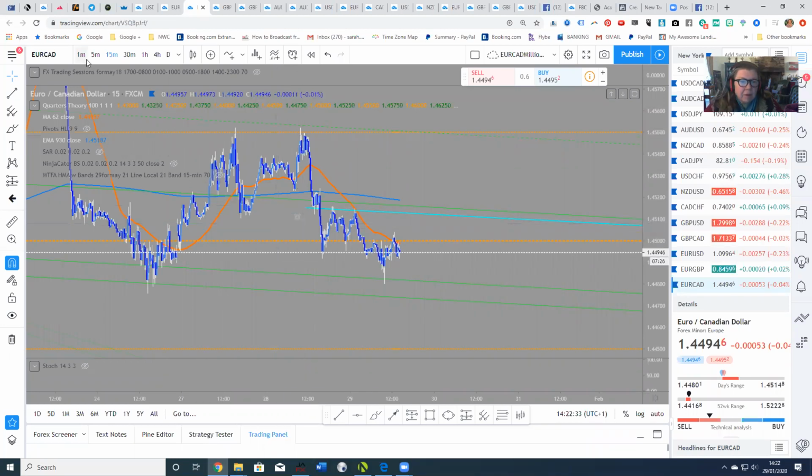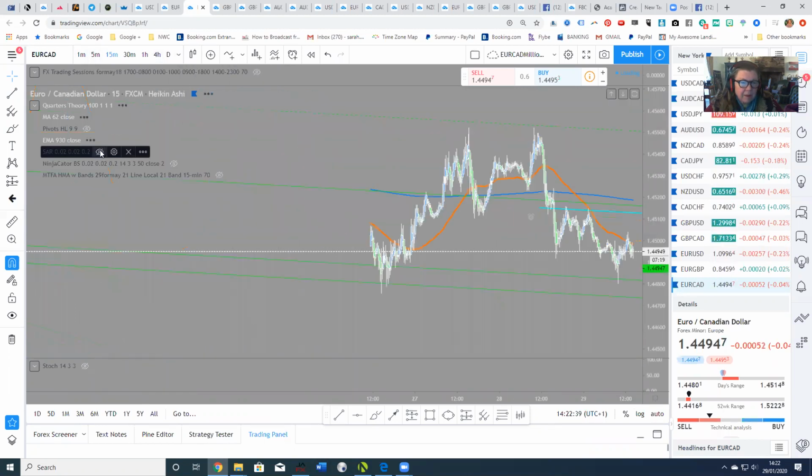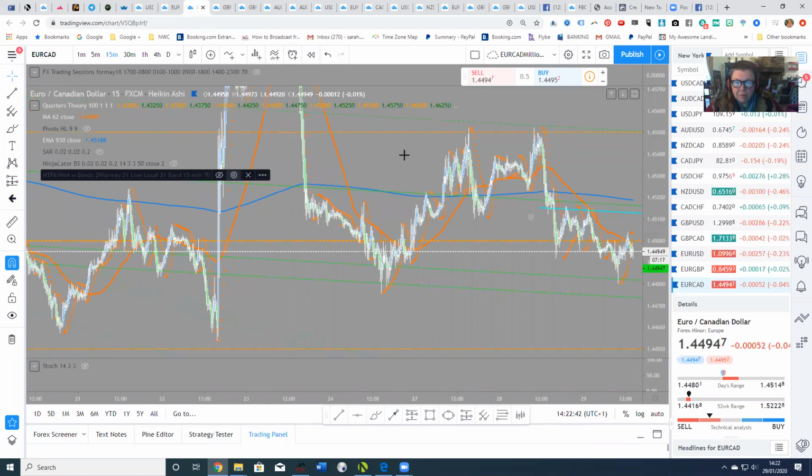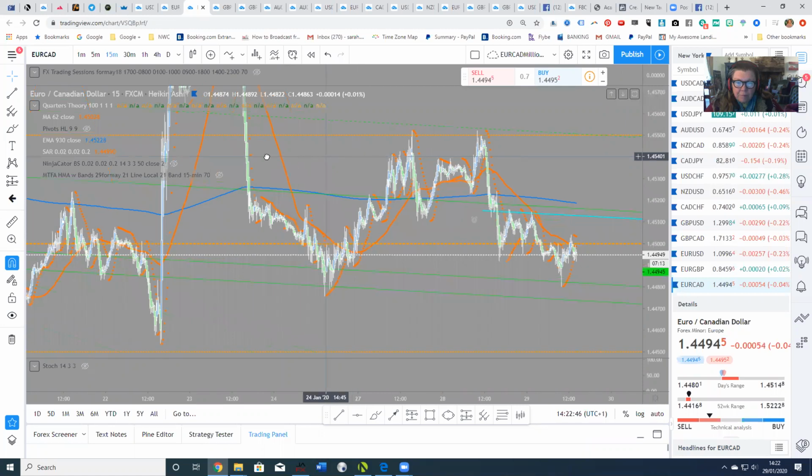So let's put our candles on. You'll follow this process every time. Heikin Ashi on. That will show us the flat bottom.